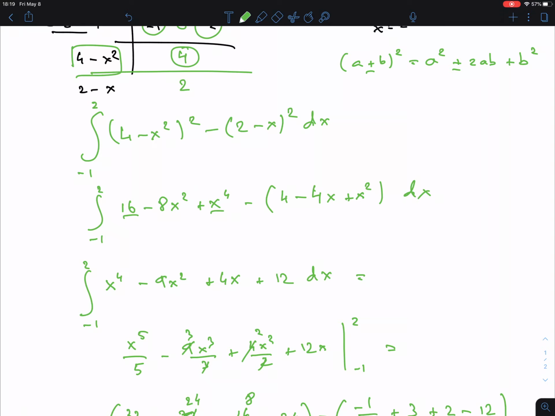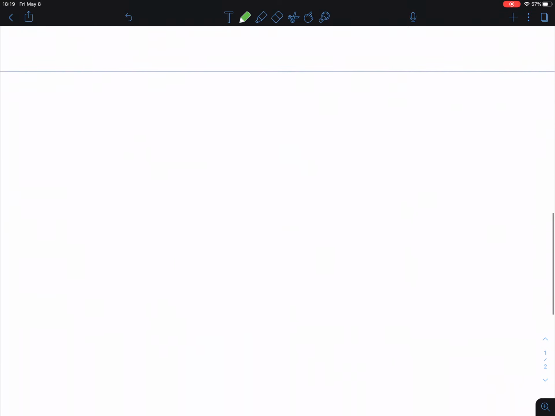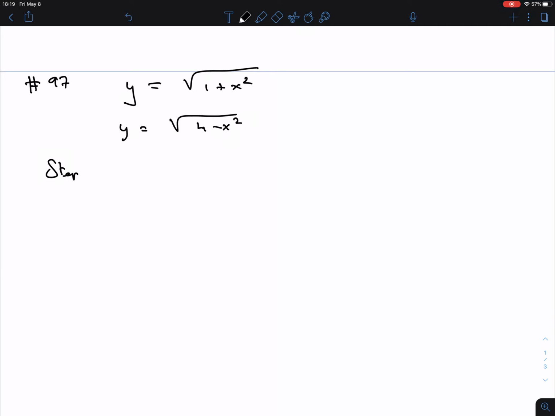97. Here the two curves were y equals radical 1 plus x squared and y equals radical 4 minus x squared. So we have to put them equal again. Radical 1 plus x squared equals radical 4 minus x squared. And we know what to do with radicals, right? We isolate radicals, which they are, and we square, so squaring.